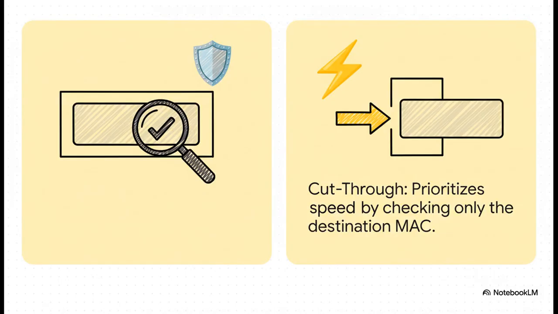It's the classic trade-off. Do you want to be fast or do you want to be careful? The default on most Cisco gear is store and forward. Think of it like a meticulous mail sorter. It takes the whole packet, checks it for errors, and then sends it along. It's safe, it's reliable. The alternative is cut-through. This one's the speed demon. It just glances at the destination address and bam, it's on its way. It's way faster, but you do run the risk of forwarding a corrupted packet now and then.